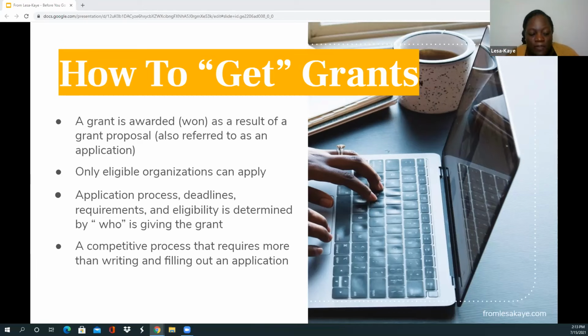So the most popular question I get asked, right? Being in the Washington, D.C. area, the most common question I'm asked, most of the time in Zooms or when I meet someone for the first time, is, how do I get grants, Lesa-Kaye? A grant is awarded or won as a result of a grant proposal, sometimes referred to as an application. And only eligible organizations or entities can apply, like what we just discussed. The application process, the deadlines, the requirements, who is eligible for applying for that grant is determined by the party that is giving the grant.